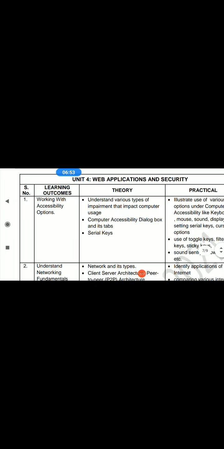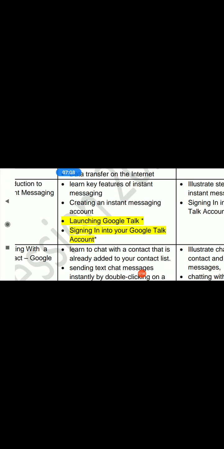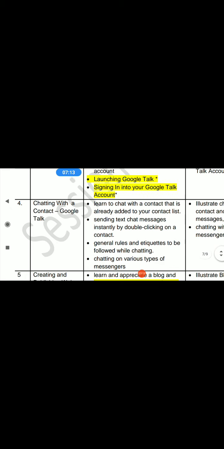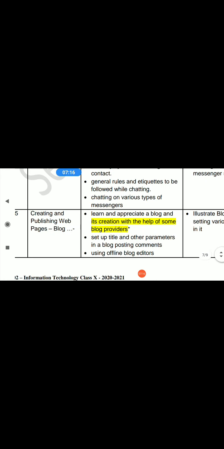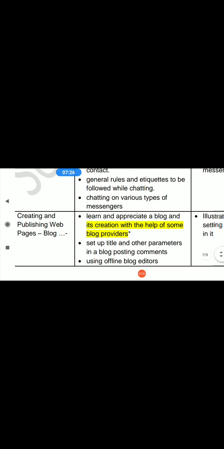Now from Unit 4, I think they have not reduced content from Learning Outcome 1 and 2. In Learning Outcome 3, Introduction to Instant Messaging, they have reduced this part: launching Google Talk, signing into your Google Talk account. Then Learning Outcome 4, there is no change. In Learning Outcome 5, one point: learn and appreciate a blog and its creation with the help of some blog providers. That they have not given here. Blog provider means how to create blogs, that they have reduced.